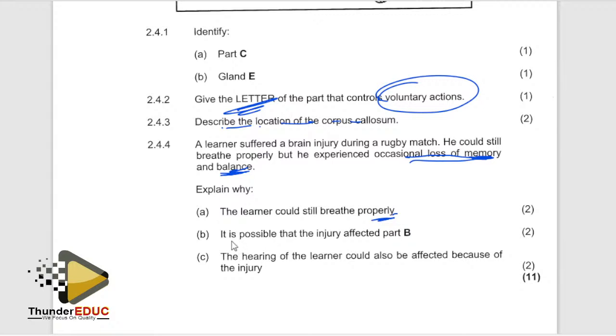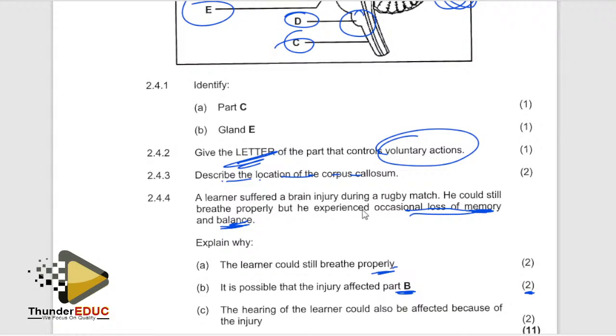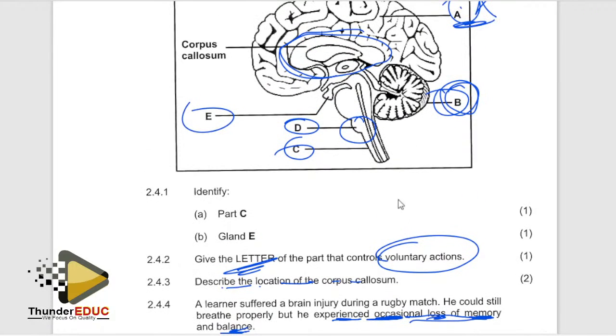Yes. Is it possible for the injury to affect B? Is it possible that the injury affected B? Is it possible? Yes. But why is it 2 marks? Because sometimes the individual experiences occasional loss of balance. Don't talk about memory, because memory is not controlled by this.